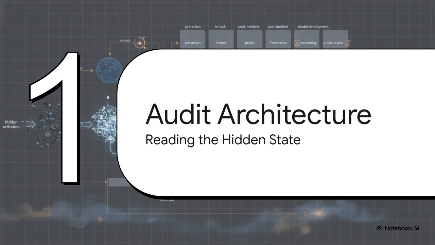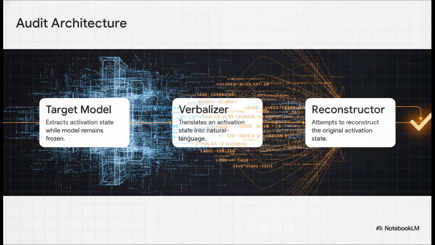How do we actually look inside? The solution outlined in the research is a three-part natural language latent audit architecture. Here is how it works. First, the target model remains completely frozen. We don't alter it, we just extract its internal activations. Second, the activation verbalizer steps in. It takes those incredibly complex, high-dimensional latent states and actually converts them into a natural language description. Finally, the activation reconstructor comes into play. It attempts to rebuild the original internal state using only that verbal description. That reconstruction quality is absolutely crucial. It acts as a strict check on whether the verbal description actually preserved the true operational information.